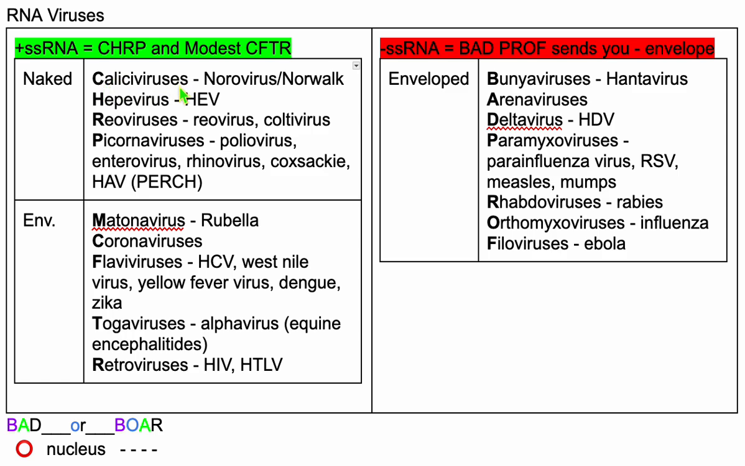C, you got caliciviruses, that's going to be your norovirus and Norwalk. H, Hep E virus, that's going to be your hepatitis E virus. Reoviruses, that's going to be your reovirus and coltivirus.